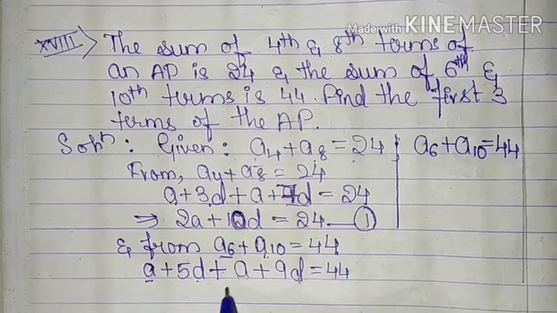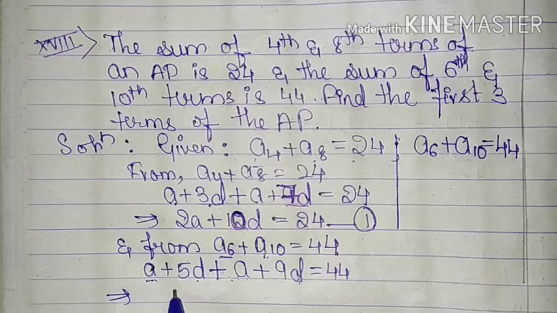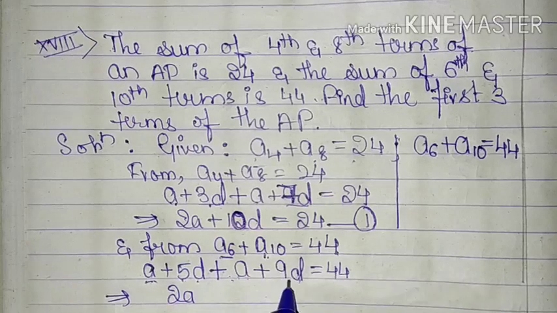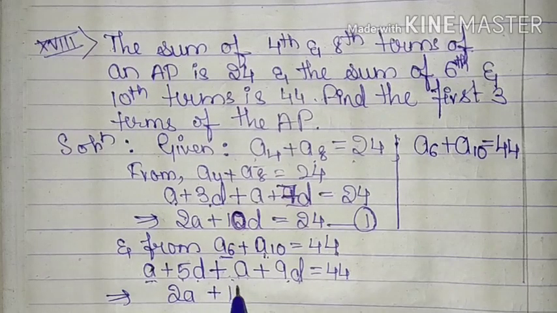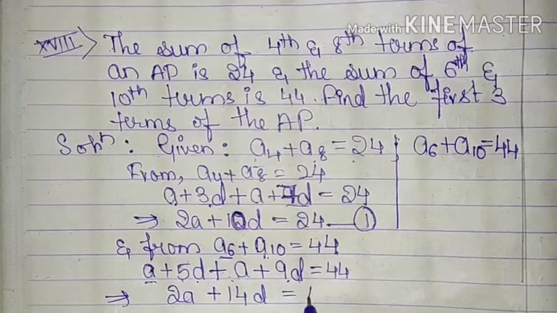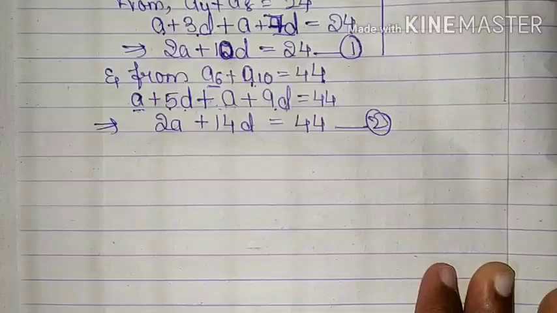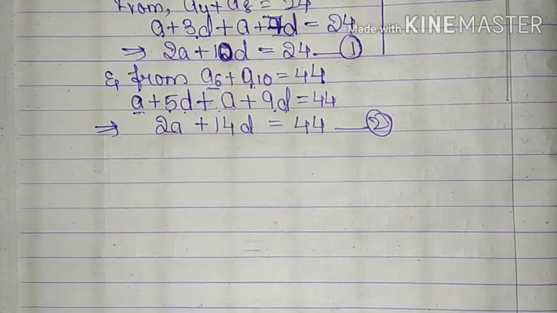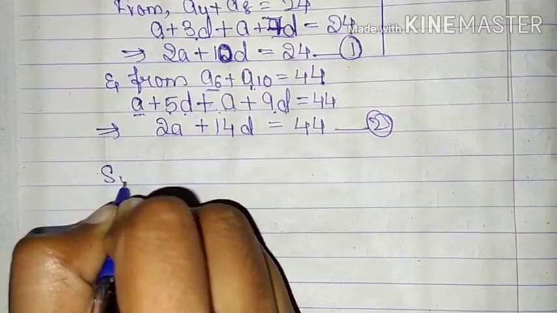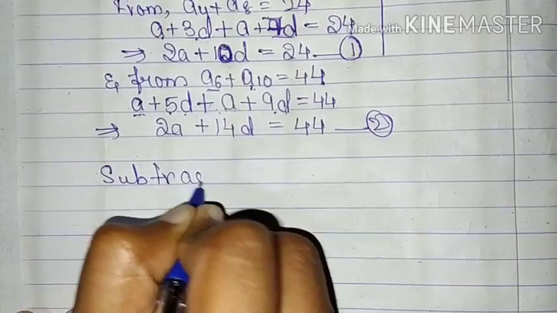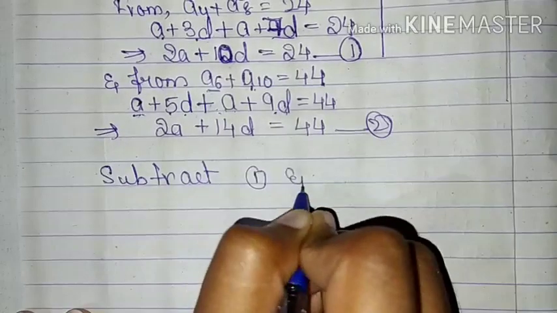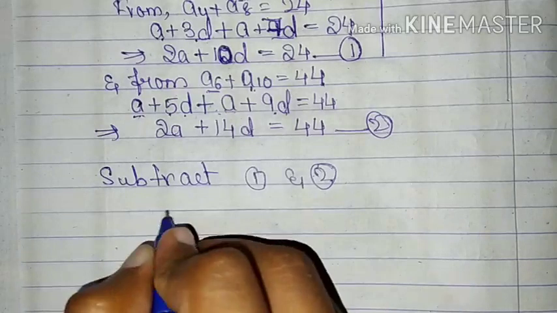So now A plus A, 2A, and 9 plus 5, 14D, is equal to 44. This is our second equation. Since we have two equations, let's subtract them. Subtract 1 and 2. Write that down. Subtract 1 and 2. What will we get?